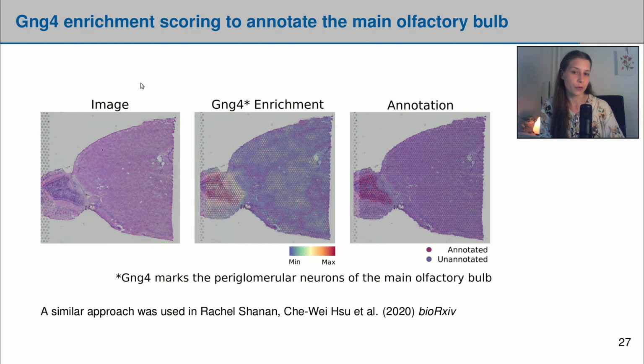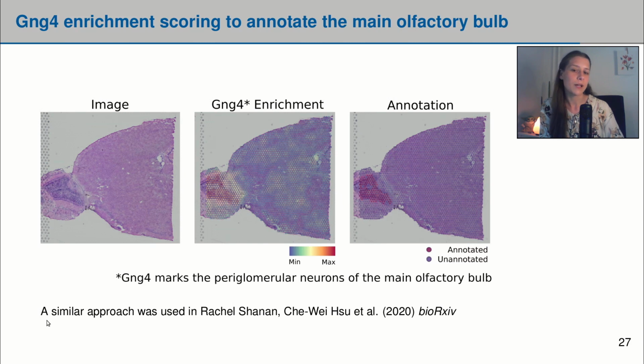Using the marker Gng4 for the main olfactory bulb, I want to show you one final application of SEMITONES, and that is the use for location annotation given a marker gene. In the image on the left here, we can clearly see the main olfactory bulb in dark purple, and by computing the enrichment score of Gng4 for all locations, we get the distribution of enrichment scores shown in the middle plot. Subsequent significance testing then allows for the annotation of locations as belonging to the main olfactory bulb if their enrichment scores exceed a certain threshold. On the right, we see how we recapitulate the shape of the main olfactory bulb using this approach.